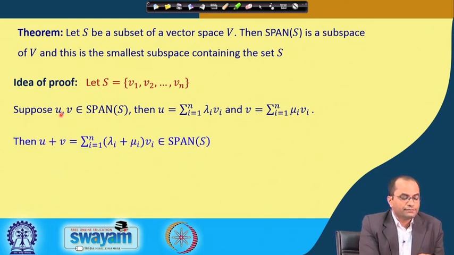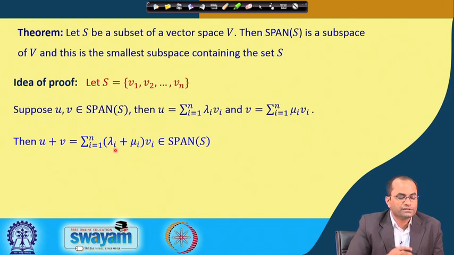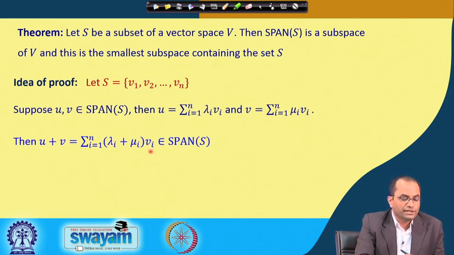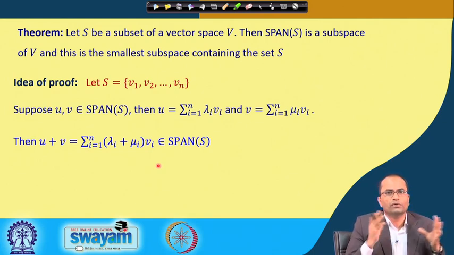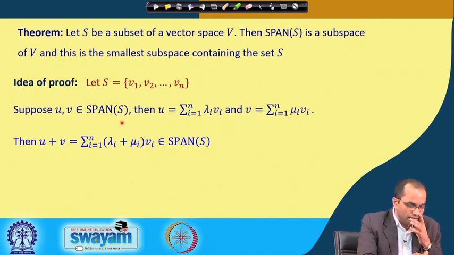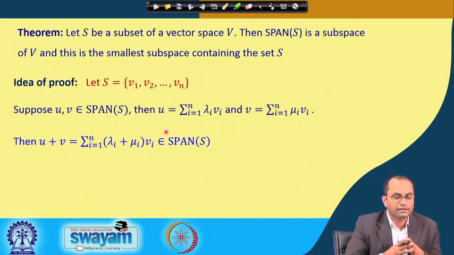And now, if we add them, u plus v, what will happen? This will be the sum of (lambda i plus mu i) vi. Again this is a linear combination of the vi's, because when lambda i's and mu i's are real, their sum is also a real number. So, we again have a linear combination. So, this will also belong to span S, because the span S contains all linear combinations of the vi's, and this is a linear combination. So, definitely this will also belong to the span S.